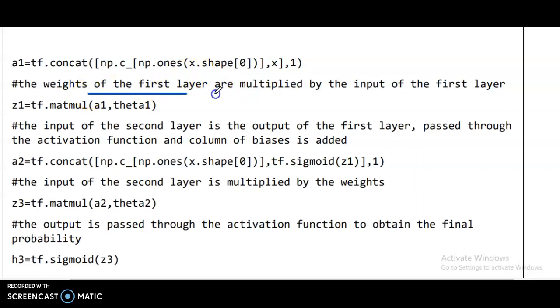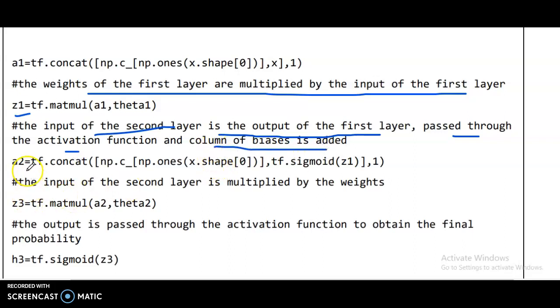The weights of the first layer are multiplied by the input of the first layer. Z1 equal to tf.matmul(A1, theta1). The input of the second layer is the output of the first layer passed through the activation function, and the column of bias is added.